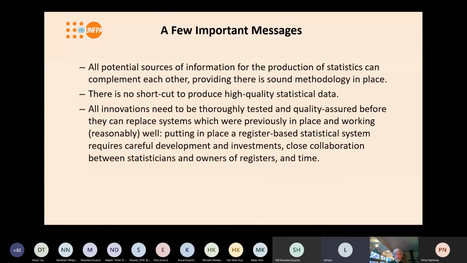And so I think that the conclusion of all that is that putting in place a register-based statistical system requires careful development, requires proper investments in the technology, and requires a lot of collaboration between statisticians and the owners of the registers that can belong to different ministries and different administrations. And overall, that requires doing all that properly and in a high quality manner. That requires time. And I noticed that in the Norwegian example, it took almost 40 years from the setup of the register to the last population census. So, I mean, we are talking about long processes that require careful thinking and proper time devoted to their development. That's all I wanted to say. Thank you very much.